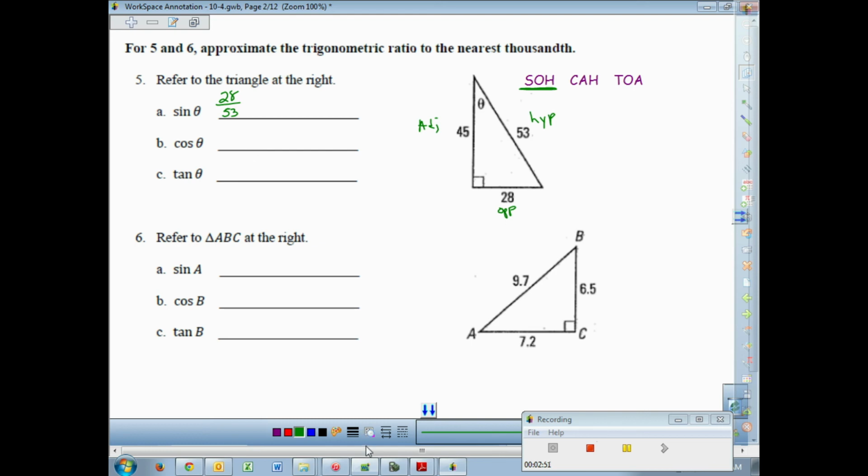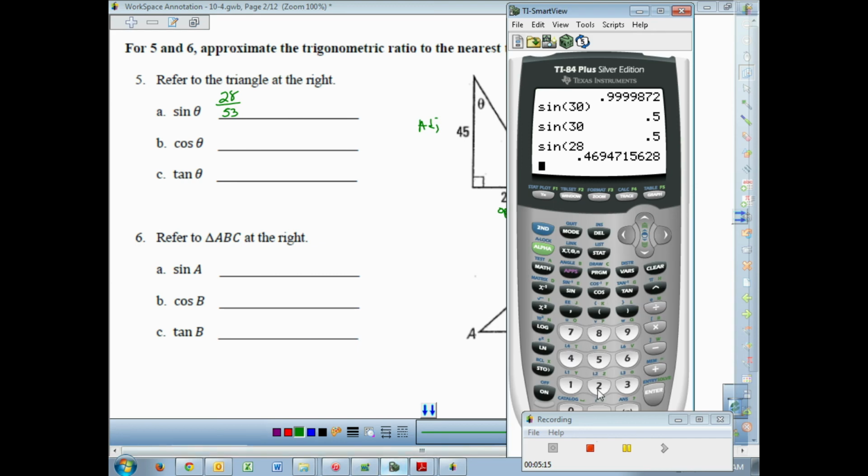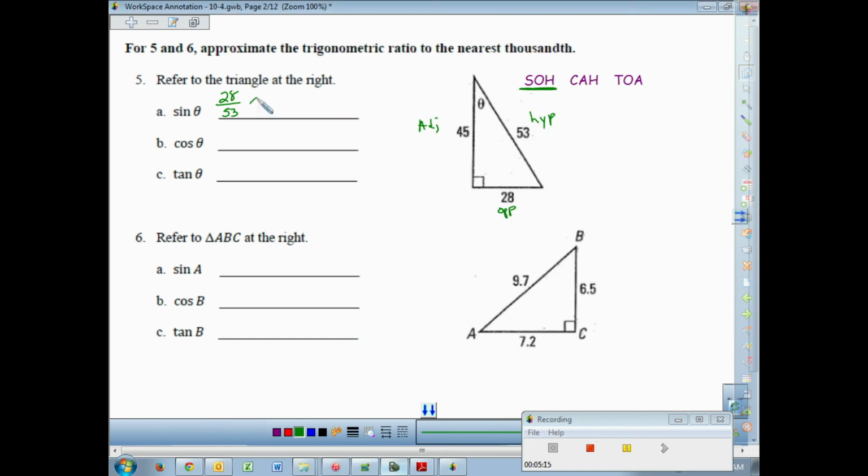Can that fraction reduce? 28 over 53? We got to punch it in anyway because they want it to the nearest thousandth, right? So there it is. But how will I check to see if he reduces? Math, enter him. Did it reduce at all? Nope. So now approximate it to the nearest thousandth, approximately 0.528. Y'all cool with that? Yes? No? Maybe?